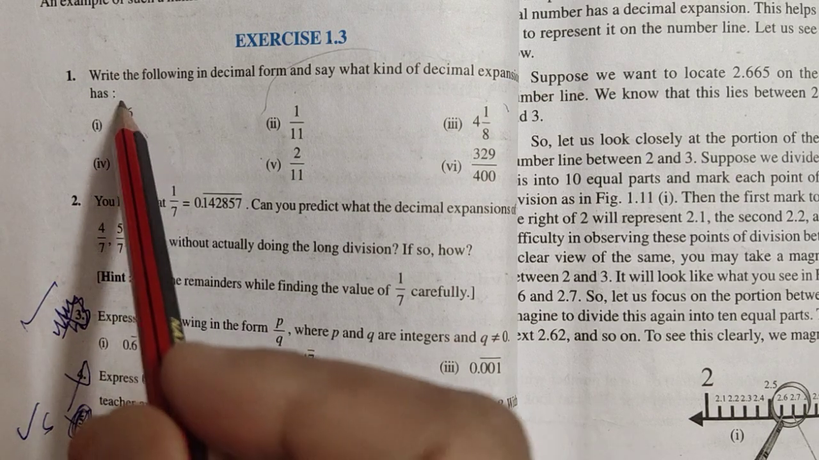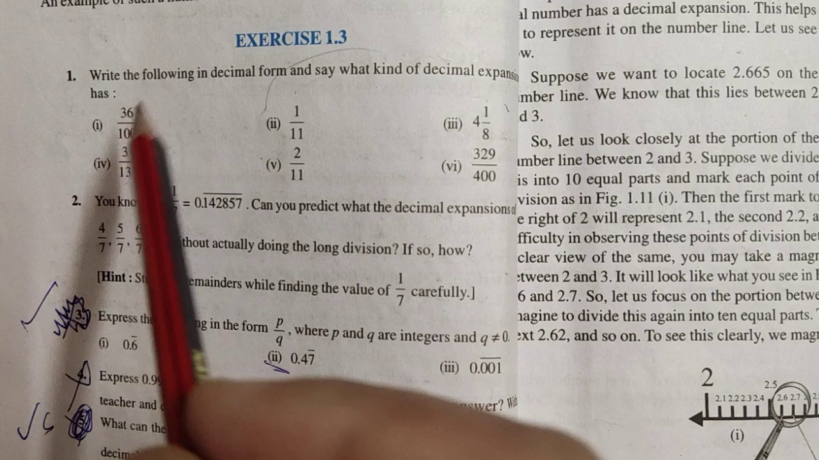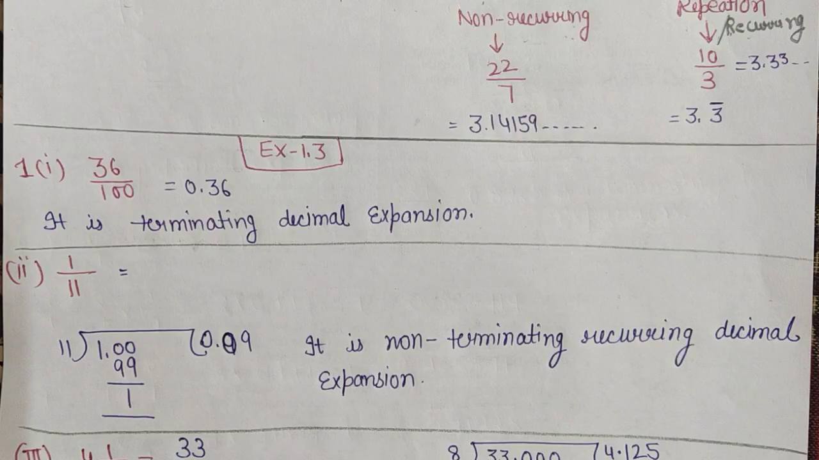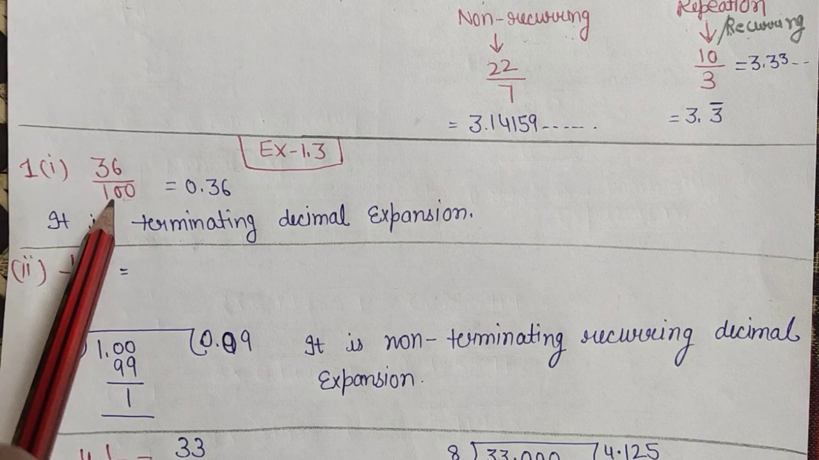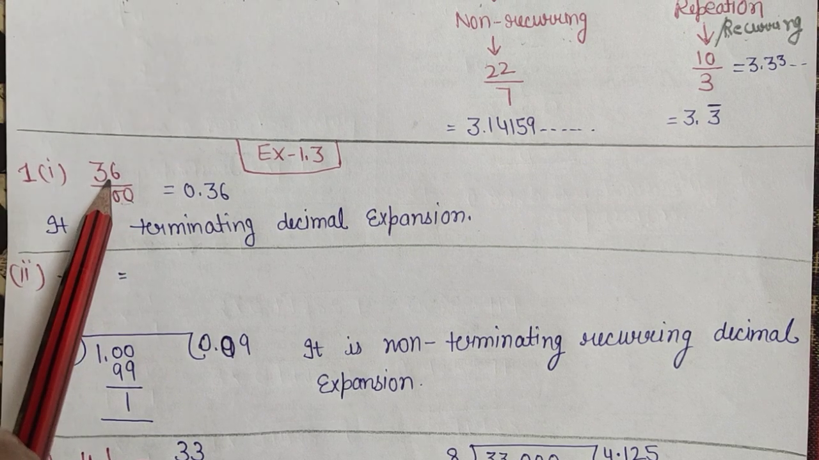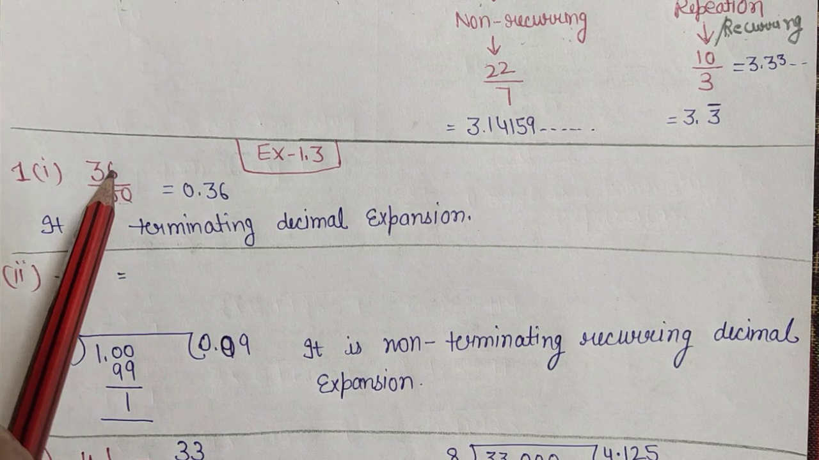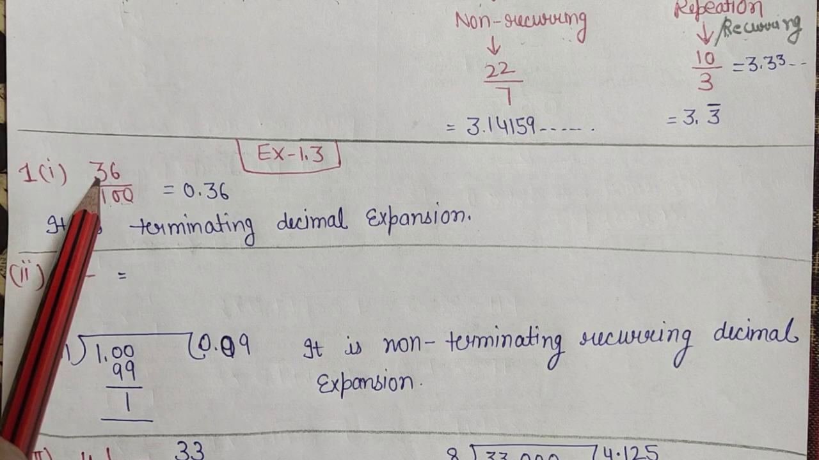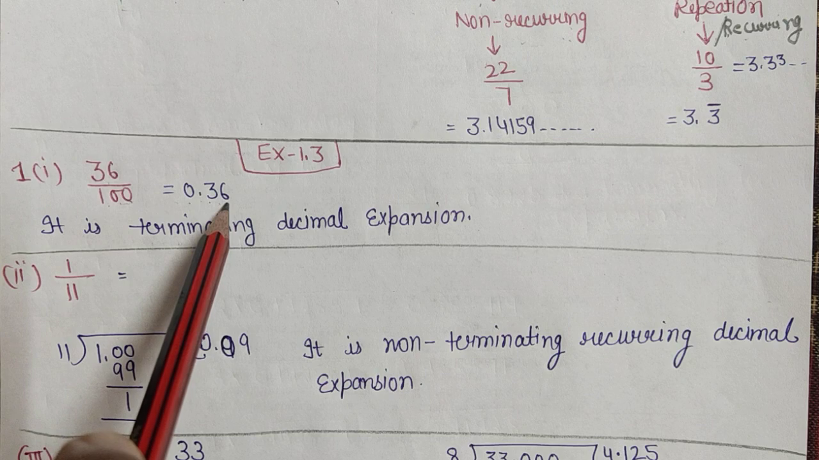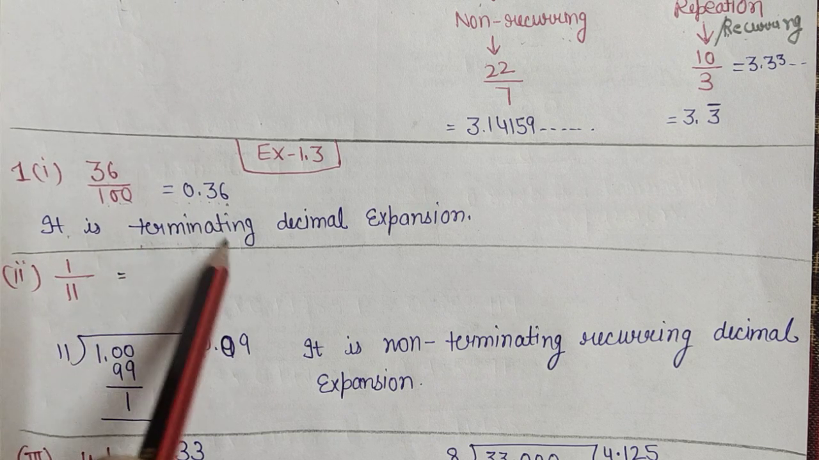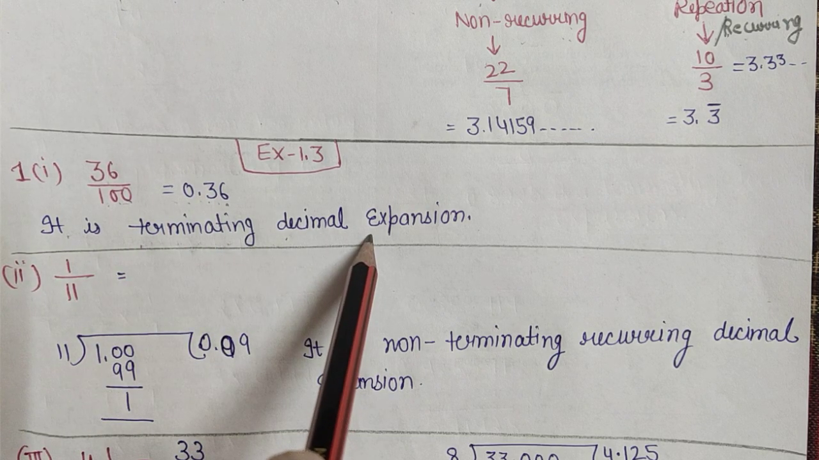So first I will start with the first question, 36 by 100. In the denominator I have two zeros, so I will put the decimal in front of two numbers. So the answer is 0.36. That means the remainder is 0 in this case. So it is a terminating decimal expansion.